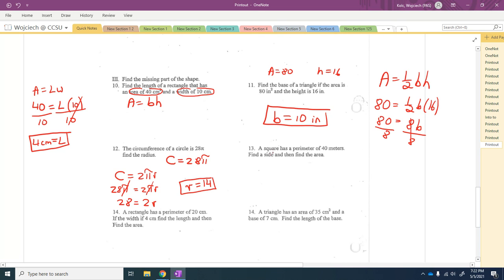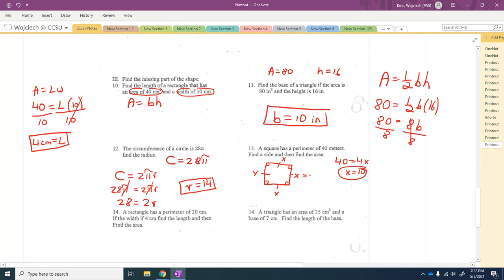Next example. A square has a perimeter of 40 meters. Find a side, and then its area. In this case, I would like to draw the picture for you. So a square has 4 congruent sides and 4 right angles. So if the perimeter is 40, this means that each side is equal to 10. Why? Because this is x, this is x, this is x, and this is x. So technically 40 equals 4x, which means x has to be 10.